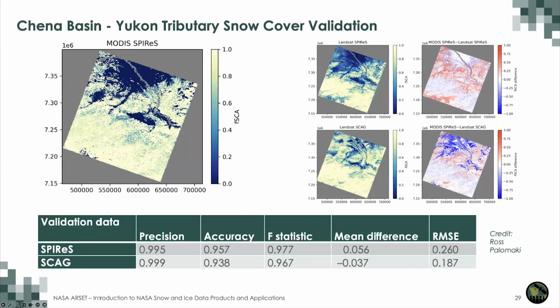So we expect Landsat to give us better estimates of snow cover. While we do see differences, those are mostly in the vegetated areas where the models are making different assumptions. But despite those differences, the overall statistics are very high, and the fractional statistics show mean differences of about 5%, which is pretty accurate.